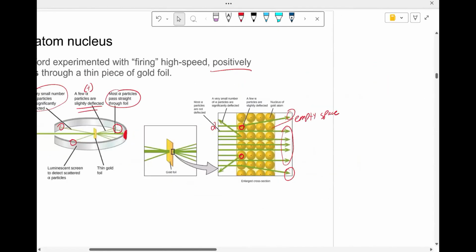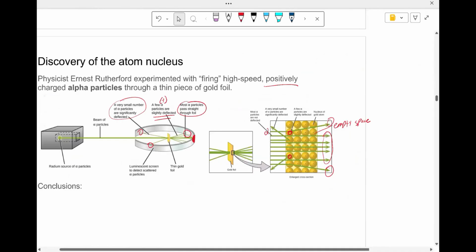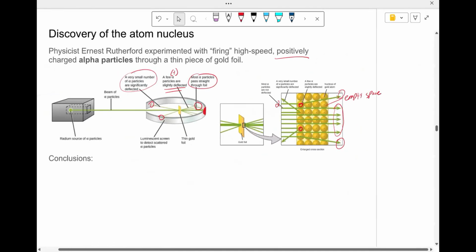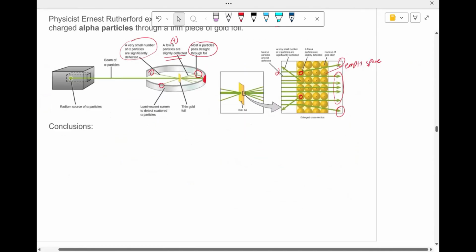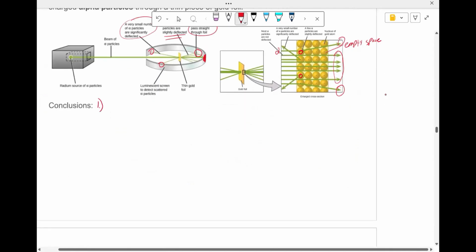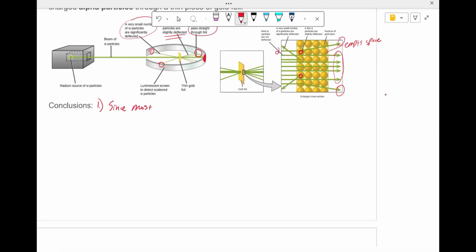So Rutherford's experiments led to three conclusions about what makes up the space of an atom. Number one, since most alpha particles went through, an atom must be mostly empty space.